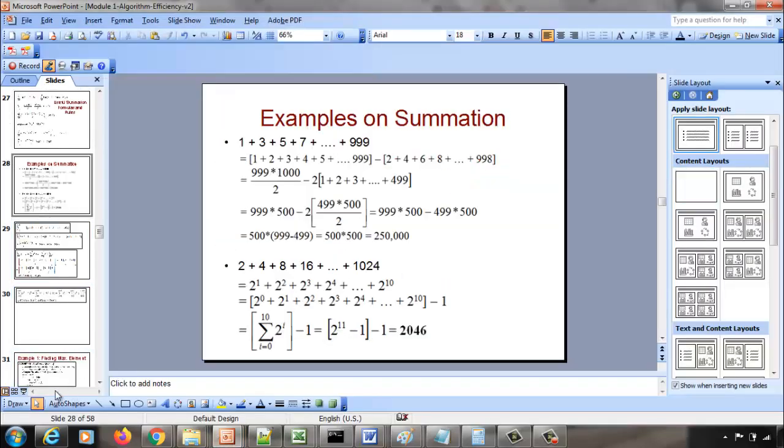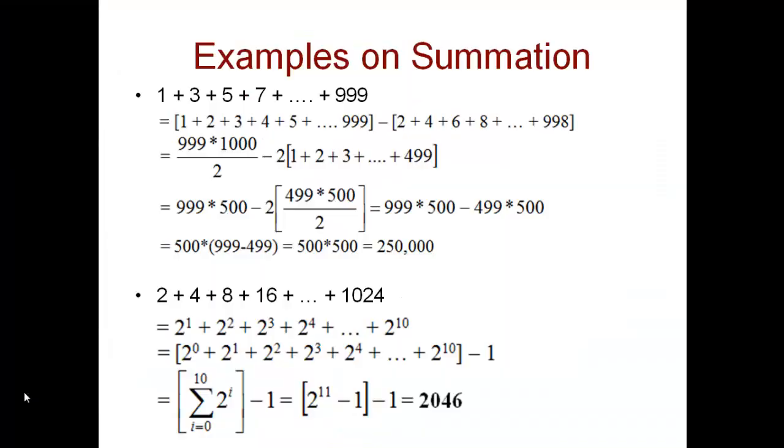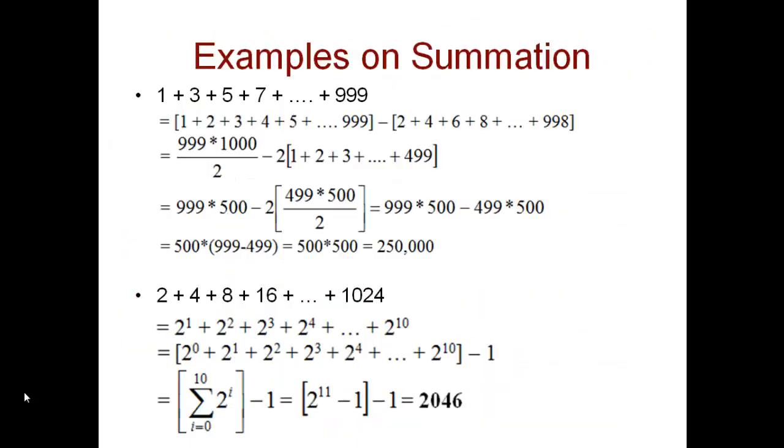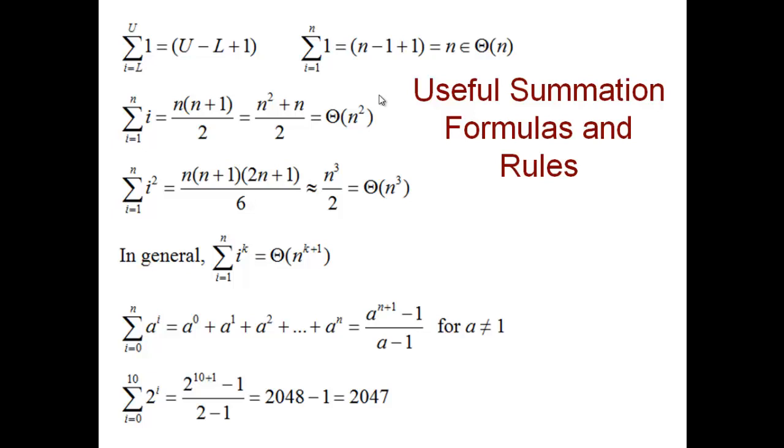Okay, so we'll look at some examples to apply the summation formulas, which should be straightforward. Let's go through this quickly. We have 1 plus 3 plus 5 plus 7 up to 999. So this is essentially the summation of odd numbers from 1 to 999. Now you want to apply one of these formulas that we just saw.